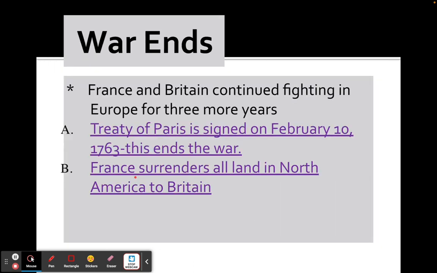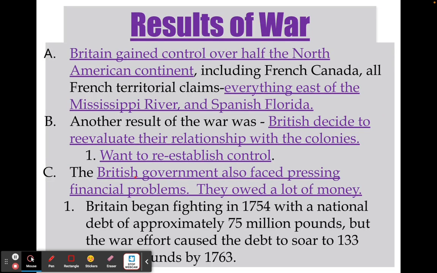So the war ends, but it isn't totally over until the treaty that ends the war is signed. Whenever you have a war, you have to have a treaty once the fighting is done. So in Paris, a treaty is signed in 1763, which officially ends the war. And as part of this, France surrenders all land that they have claim to in North America to Great Britain.